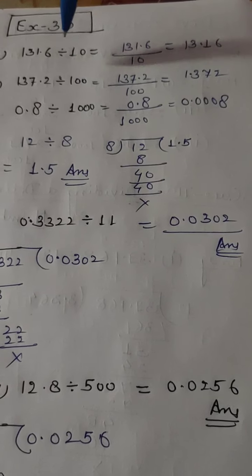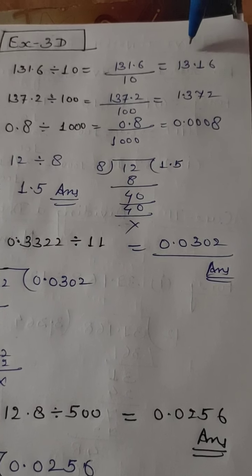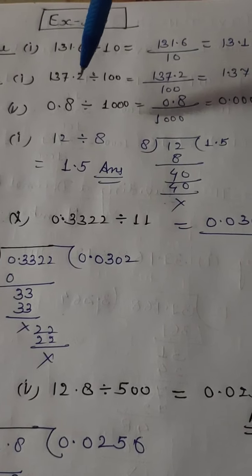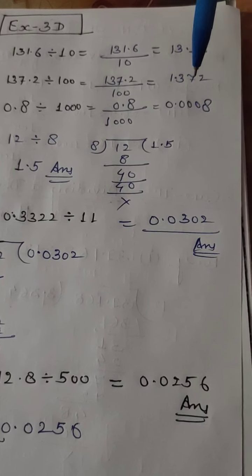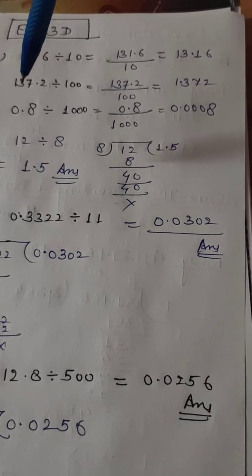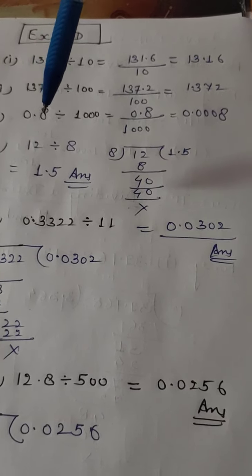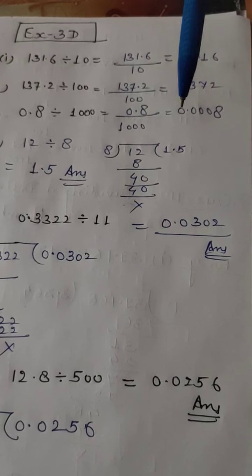I have already told that the decimal will shift one place to the left. What we get is 13.16 as the answer. Similarly here it is divided by 100. Then what will be the answer? 1.372, because the decimal will shift left two places. Here 0.8 is divided by 1000. The decimal will shift left how many places? 3 places.